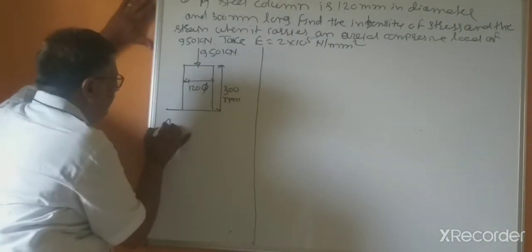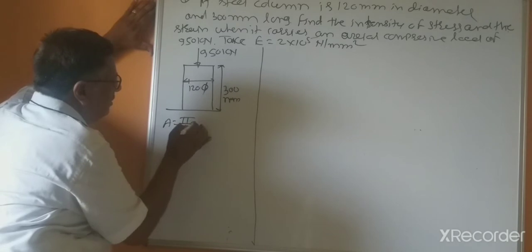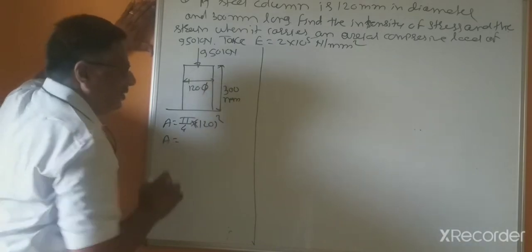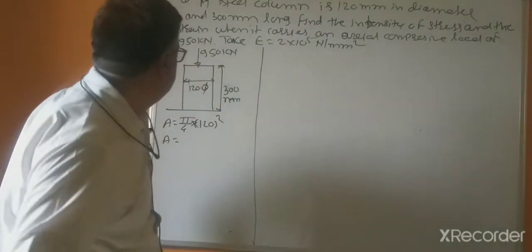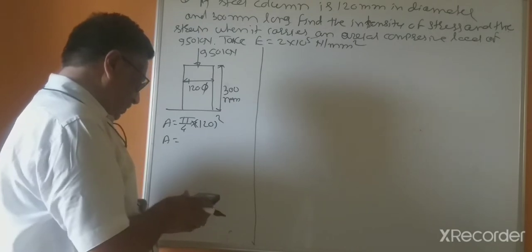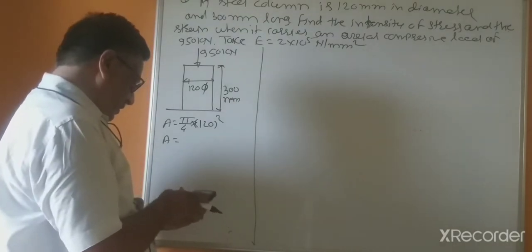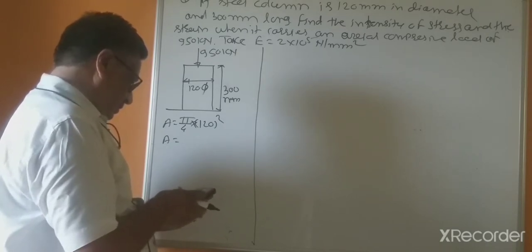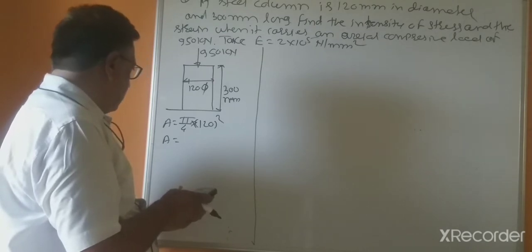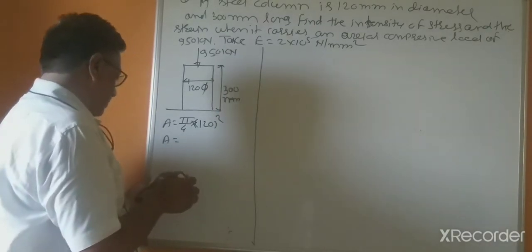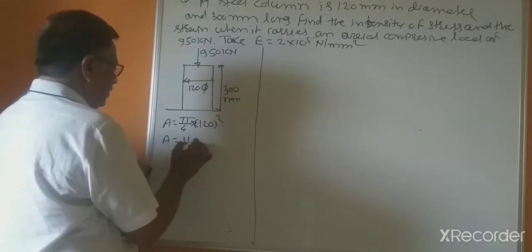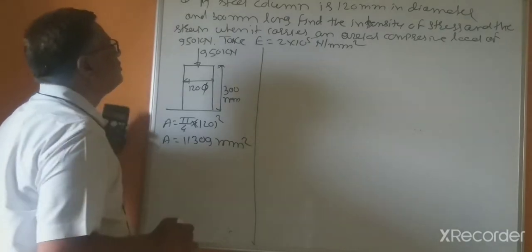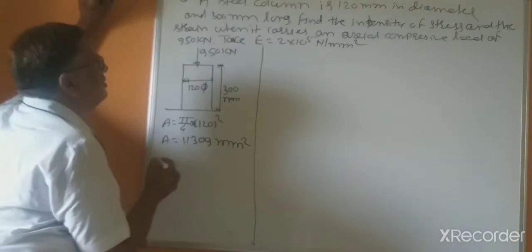So first we will calculate the area of cross section, because this is important. Area equals 120 squared multiplied by pi divided by 4. This is equal to 11309 mm squared. What is next?